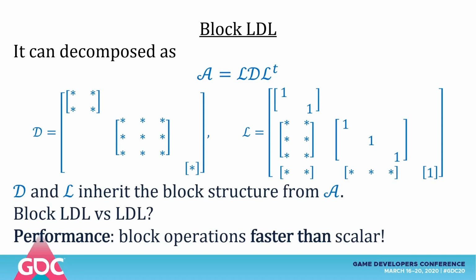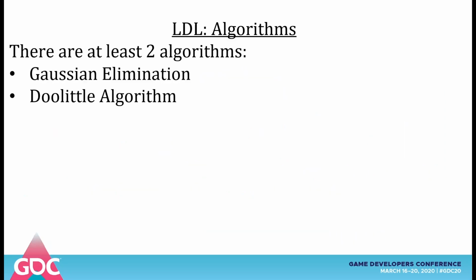But why are we using a block LDL instead of simple scalar version? Its performance. Block decomposition is much faster than a scalar decomposition, and sparse block matrix requires less indexation than a scalar one. Next, we will look into details of an algorithm that produces such decomposition. There are at least two algorithms that produce LDL decompositions, the Gaussian elimination and Doolittle algorithm. We'll use only Gaussian elimination in this presentation.